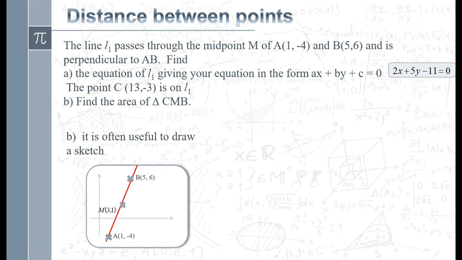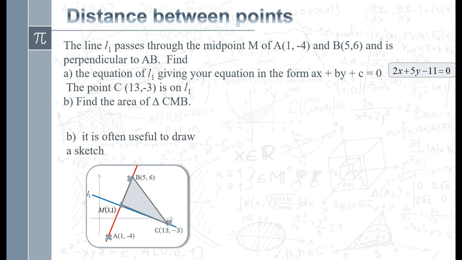Let's put in point M at 3, 1. There it is. We've now got our point C, which is at 13, minus 3. That's down there somewhere. The line L1, that goes to those two. There we go. And now we want triangle CMB. So now we can see it's CMB. There we go. There's our triangle. I'm going to just shade it in. Now I can see what's going on.